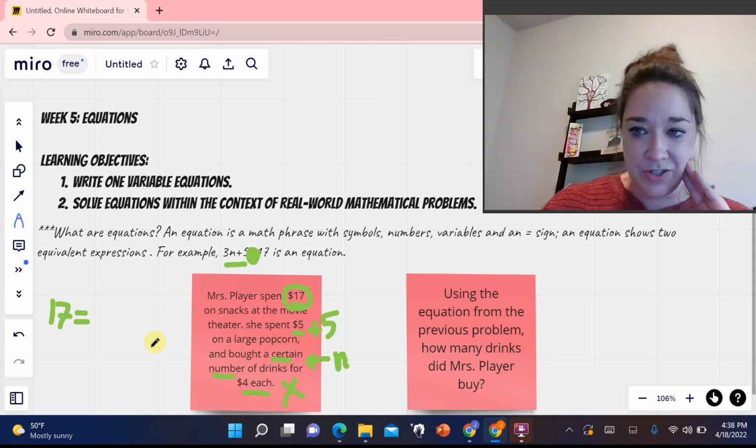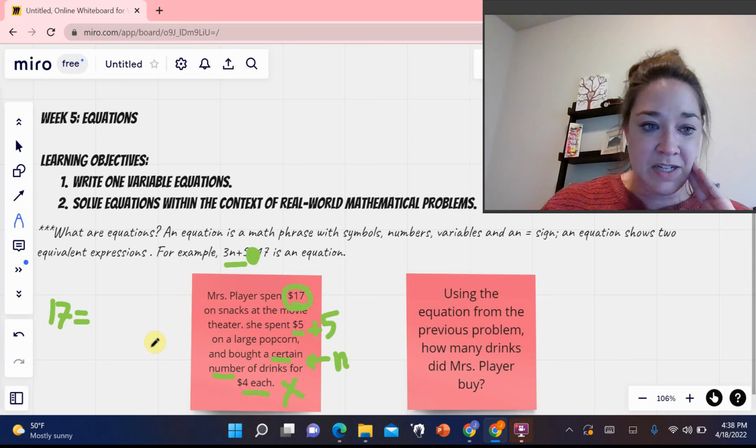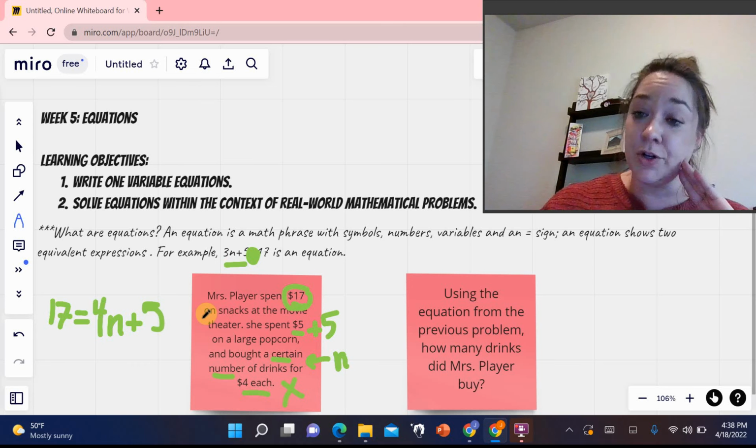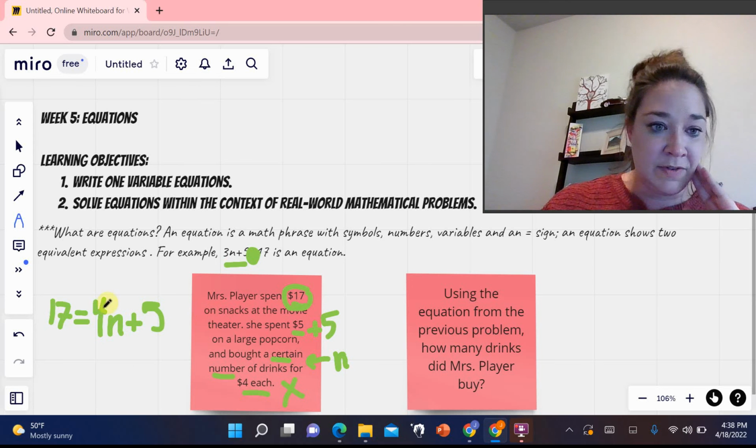What goes on the other side of that equal sign is that for me to spend $17, I had to have spent $4 on drinks a certain number of times. And here I'm showing multiplication by using a coefficient 4 with that variable n. And then I also spent $5, here's my constant, on a large popcorn. So 17 is equal to 4n plus 5.